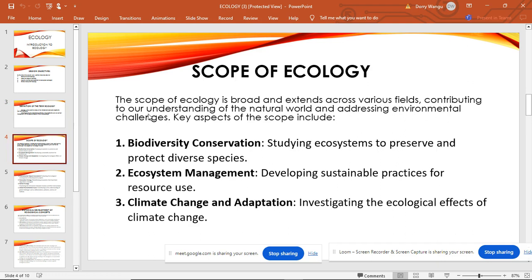We have the scope of ecology. The scope of ecology is broad and extends across various fields, contributing to our understanding of the natural world and addressing environmental challenges. The key aspects of the scope include: number one, biodiversity conservation. This is studying ecosystems to preserve and protect diverse species. Then we have ecosystem management. This is developing sustainable practices for resource use. Number three, we have climatic change and adaptation. This is investigating the ecological effects of climate change.